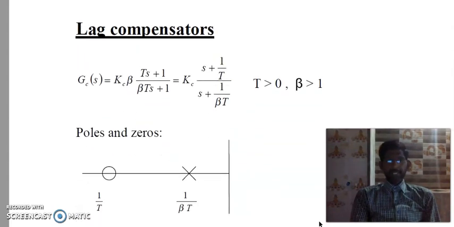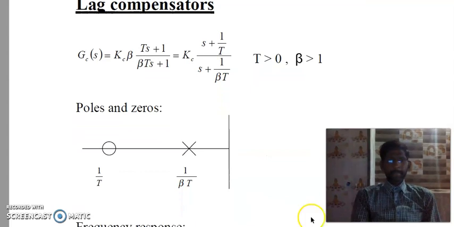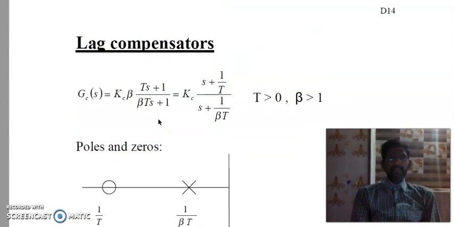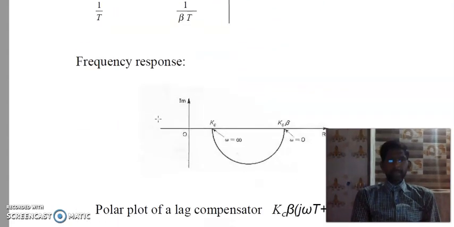The next one is the lag compensator. The main difference between the lead compensator and the lag compensator is that in the lead compensator the zero will be near to the origin, whereas in the lag compensator the pole will be near to the origin. Gc of s equal to Kc beta (Ts plus 1) divided by (beta Ts plus 1), which implies Kc into (s plus 1 by T) divided by (s plus 1 by beta T), where T is greater than 0 and beta is greater than 1. The pole zero diagram for the lag compensator is this.